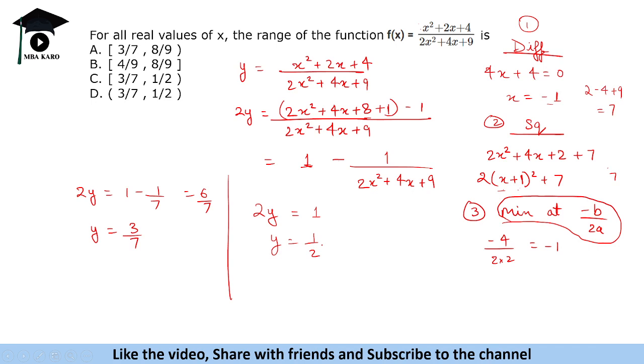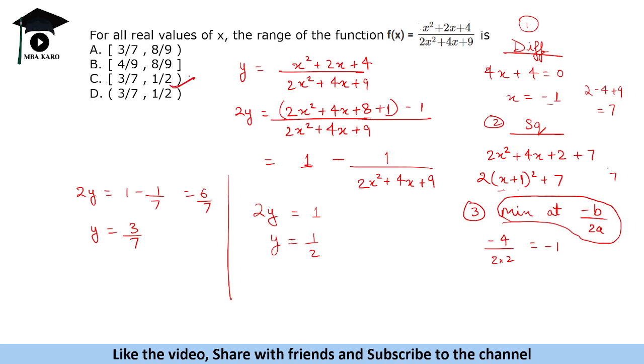Now in this case, remember that y will never become 1 by 2. It will always remain, it will become very close to 0, but it will not become exactly 0. So it will not become 1, it is slightly less than 1. That is why it will be slightly less than 1 by 2. But if we put minus 1, we get an exact value, right? So 3 by 7 is a permissible value, but 1 by 2 is the limit. It will never be 1 by 2, it will be just less than 1 by 2.